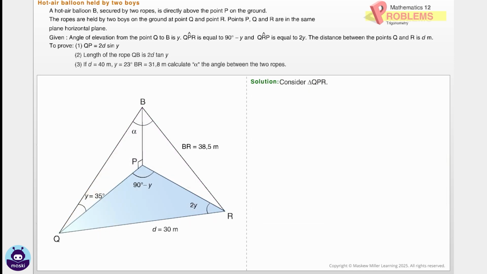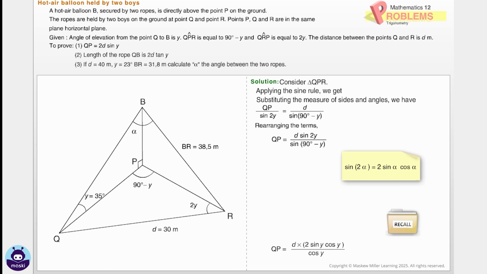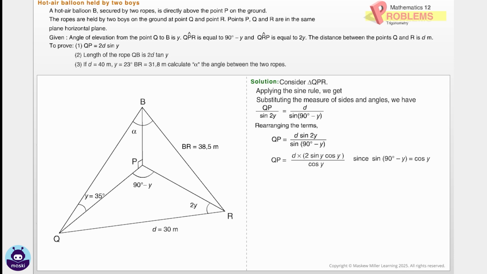Now, we start with triangle QPR. Applying the sine rule, we get QP over sine angle QRP equals QR over sine angle QPR. Substituting the measure of sides and angles, we have, rearranging the terms, recall the double angle identity for sine. Applying this identity for sine 2y, QP equals d times 2 sine y cos y over cos y, since sine 90 degrees minus y equals cos y. Dividing the numerator and the denominator by cos y, we get QP equals 2d sine y.